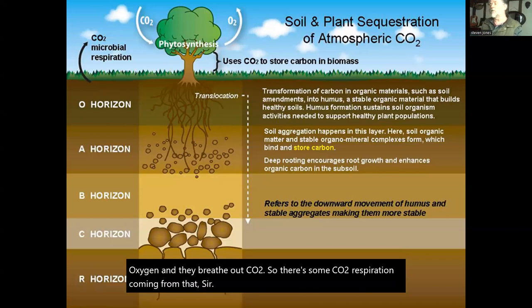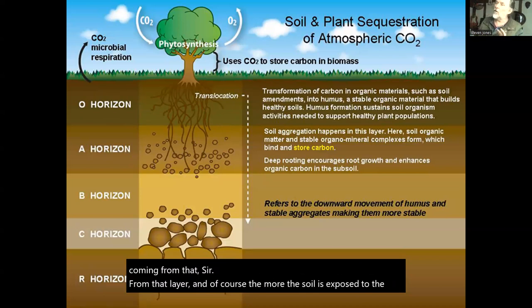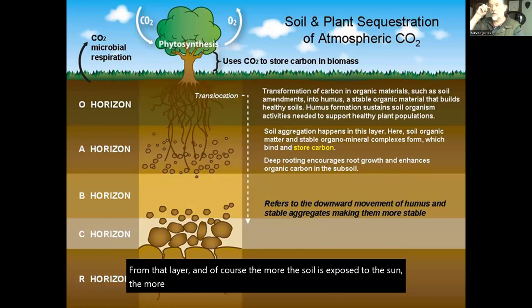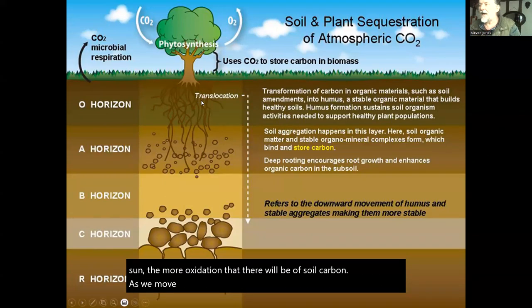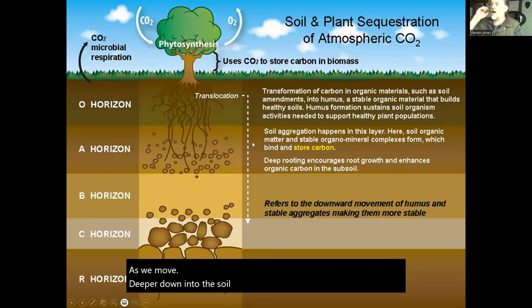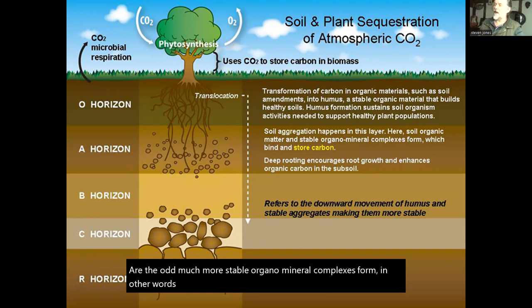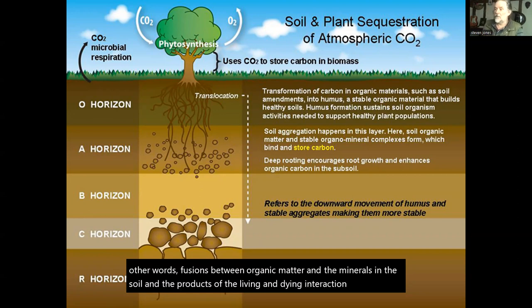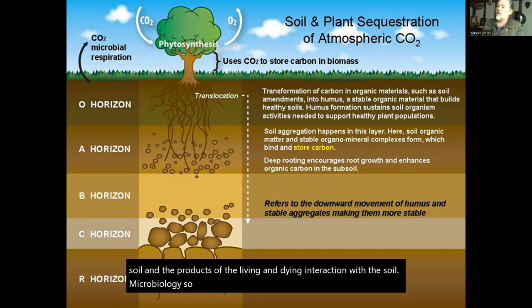from that layer. And of course, the more the soil is exposed to the sun, the more oxidation there will be of soil carbon. As we move deeper down into the soil, the much more stable organo-mineral complexes form. In other words, fusions between organic matter and the minerals in the soil and the products of the living and dying interaction with the soil microbiology. So as we go deeper down, this carbon in the soil becomes more and more stable.